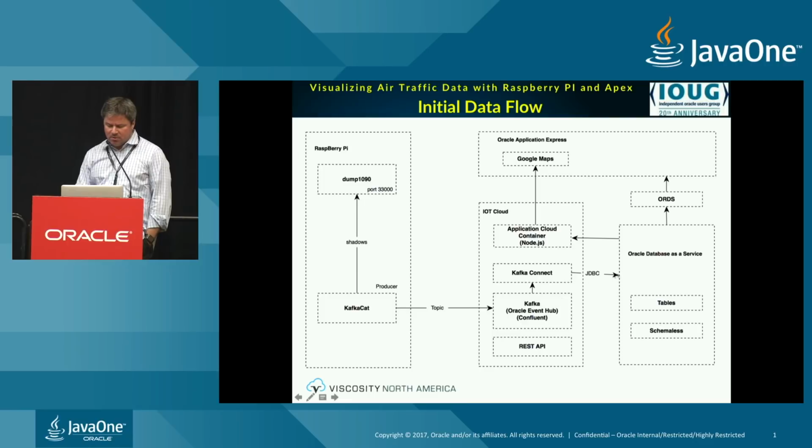And to get it into the Oracle database, we're using Oracle Database as a Service, which is another Oracle Cloud product. It allows you to store both schema tables, as in the traditional sense of a relational database, but we can also store JSON or schemaless documents. We use an adapter called Kafka Connect, and we push data to this database through JDBC. And on top of all this, we built an application that is HTML5 and JavaScript, and we use the JavaScript Google Maps API to visualize the aircraft locations.